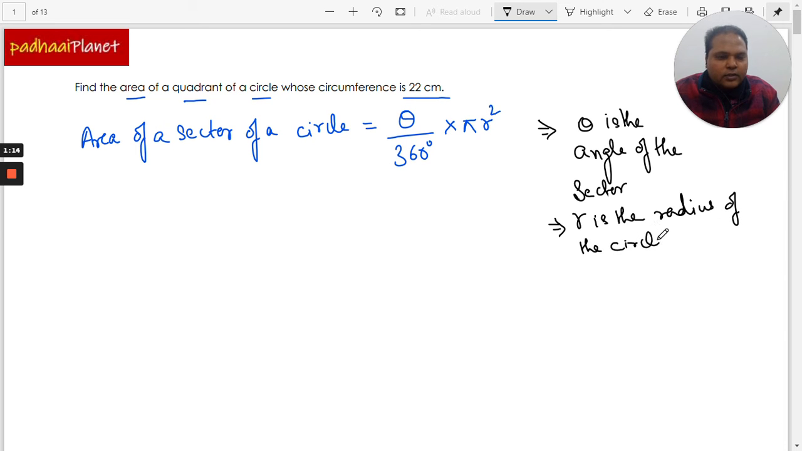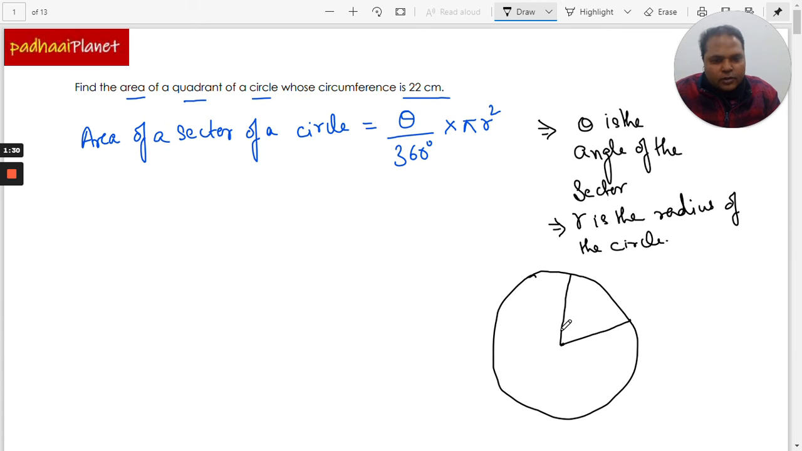Now let's try and understand with the help of a figure also. This is the circle and this is the center, and suppose this is the sector for which the area is to be calculated. This is the angle theta, called the angle of the sector, and these two lines are the radius of the circle. So this is how we can find the area of a sector of a circle.